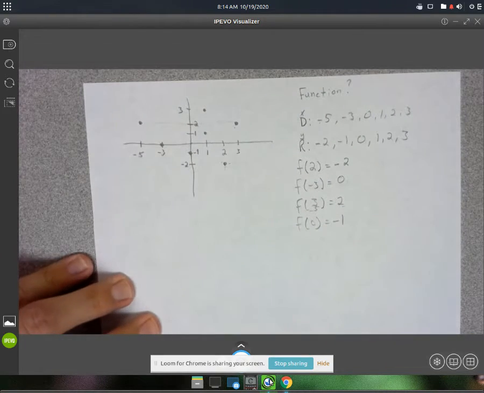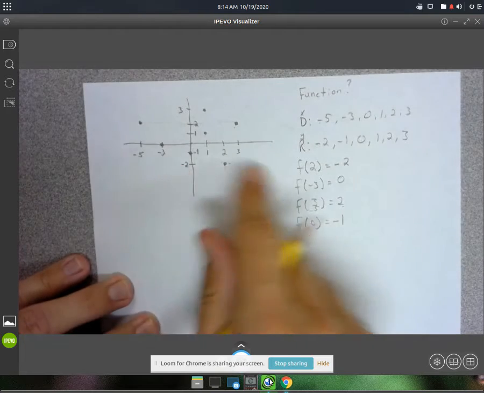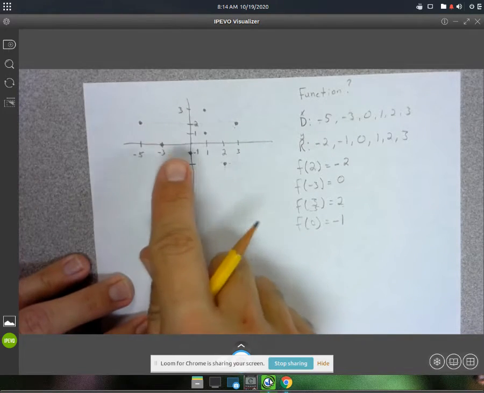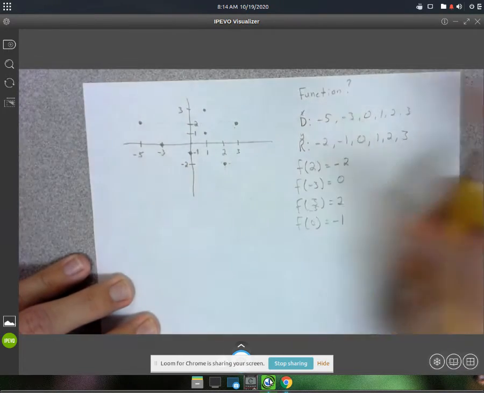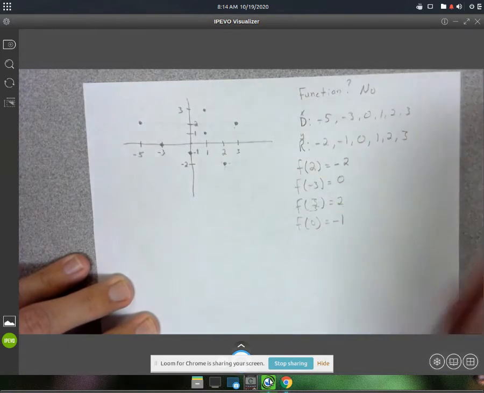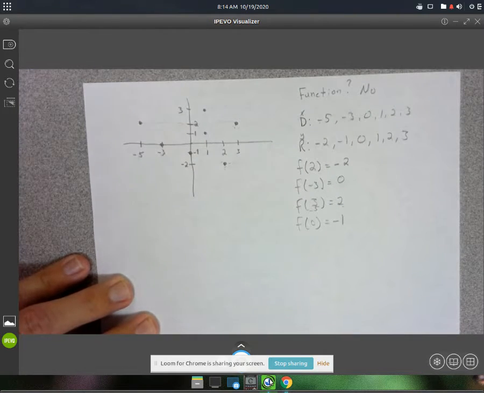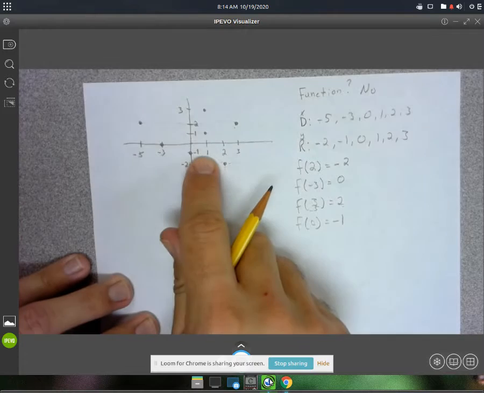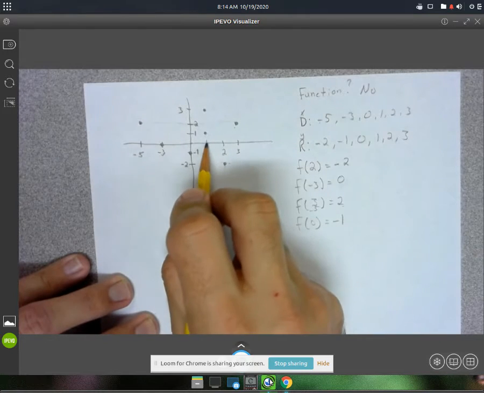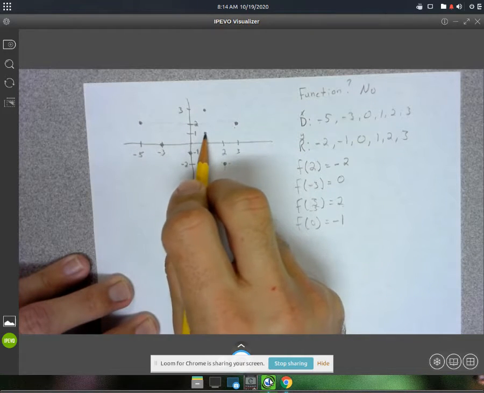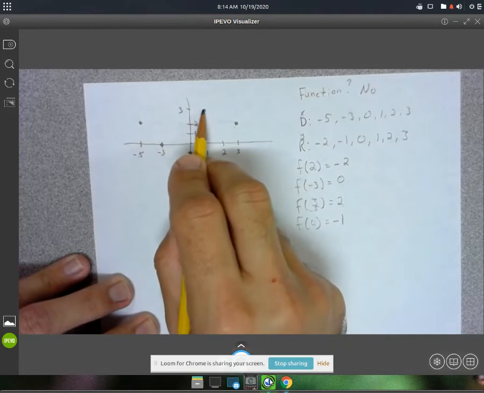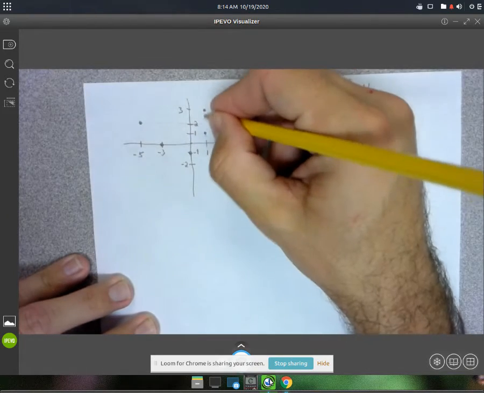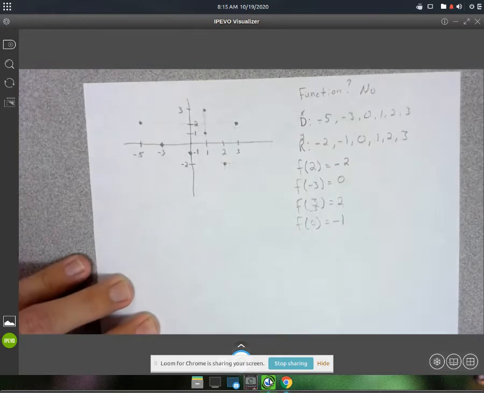Okay. Now this thing here actually is not a function. I never answered that, did I? My bad. It is not a function, and the reason why is because when you plug in 1, if you look at the input of 1, you've got an output of 1, and you also have an output of 3. That right there causes it to not be a function.